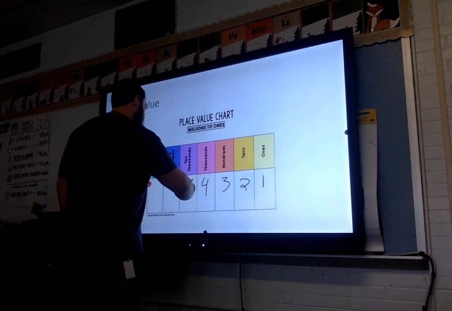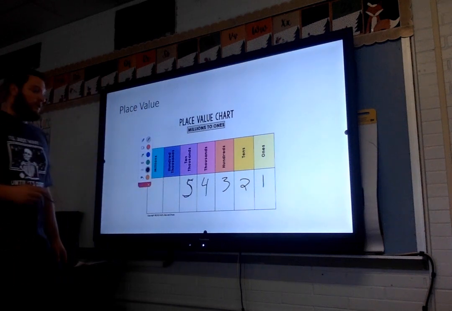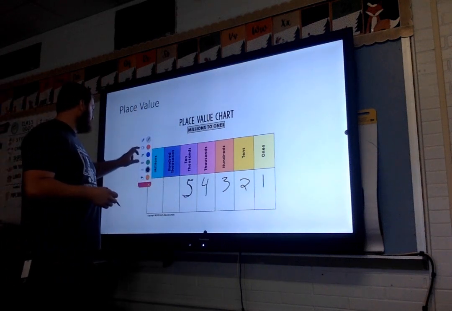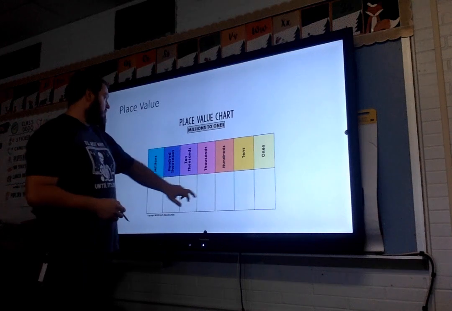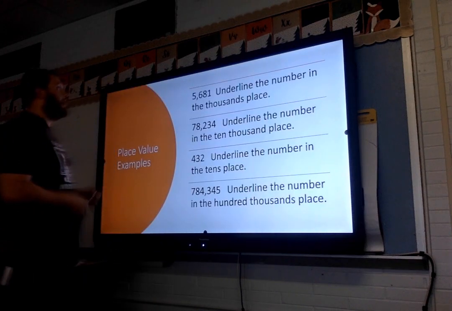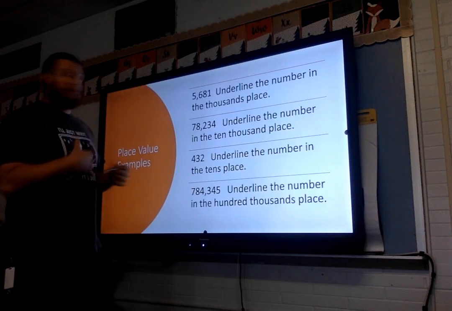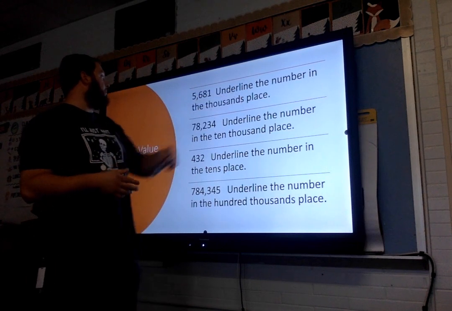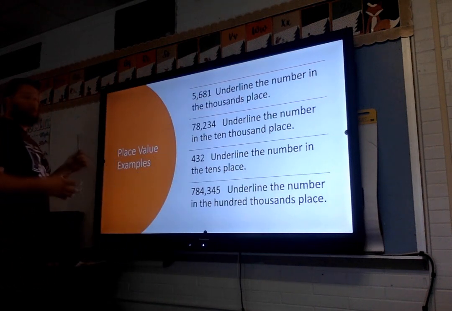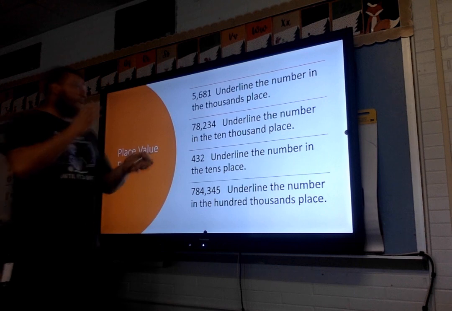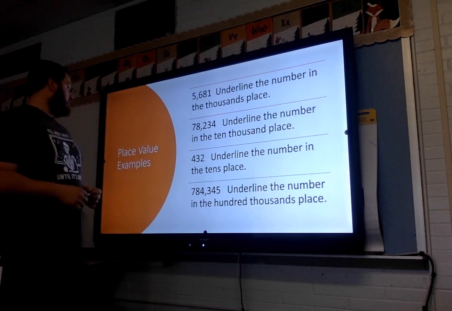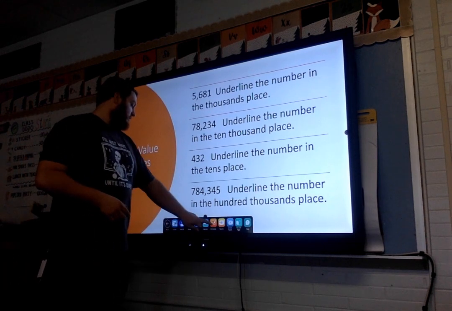So this would be 54,321. Let's just do some examples with them. And we go on to underlining the numbers that we're looking for. So the first one would be to underline the number in the thousands place. Just some more examples, that way they can see and have more clarification of where each number is. So we would do this together.